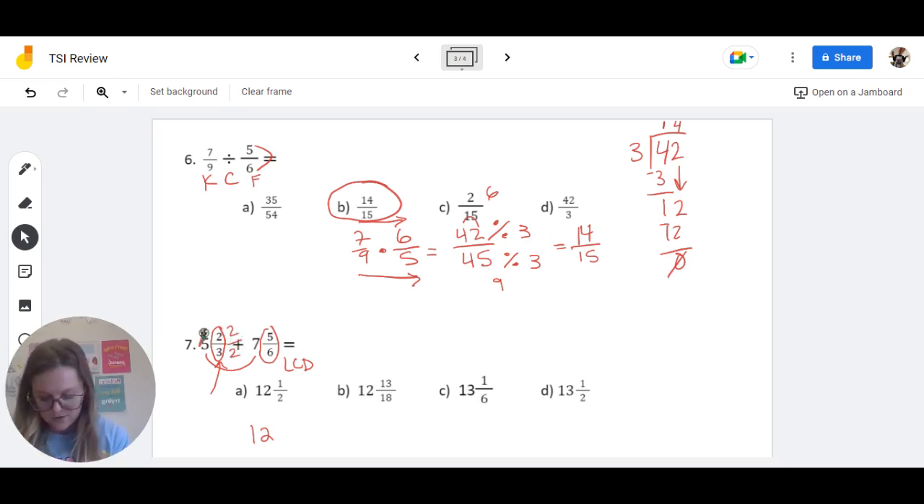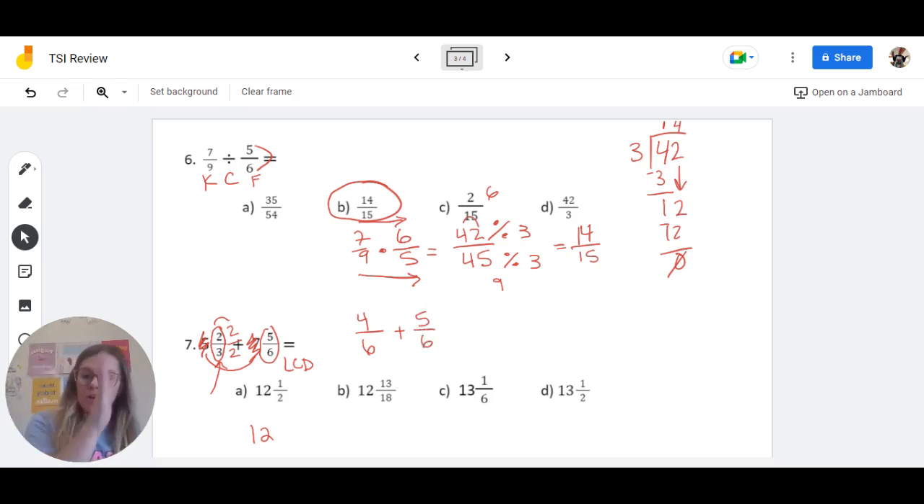So we already did the 5, we already did the 7, get rid of those. So multiply 2 times 2 to give me 4, on the bottom 3 times 2 to give me 6, and then I'm copying the second fraction as it is. Now that they have the same denominator, I'm going to add the tops, keep the bottoms the same. On the top, I have 4 plus 5 to give me 9 over 6. And now I can piece that together with my 12.